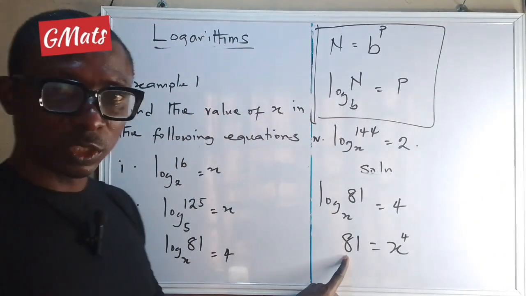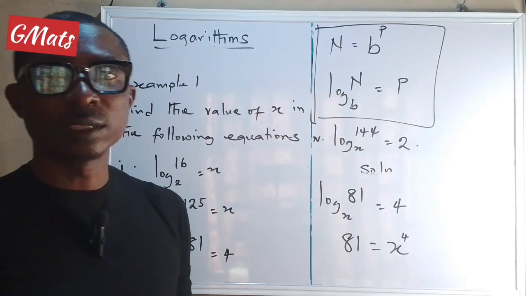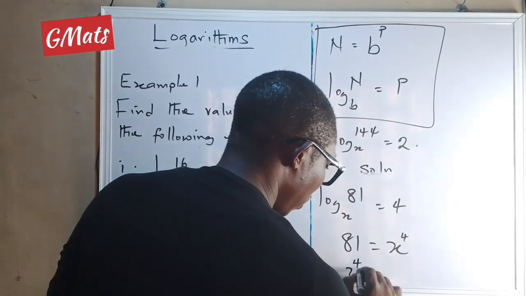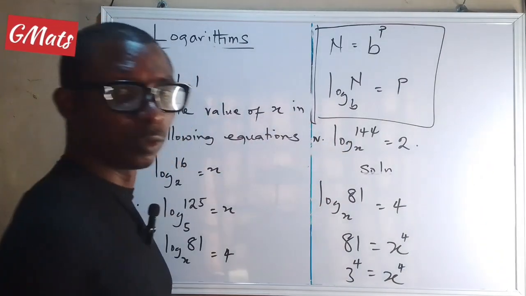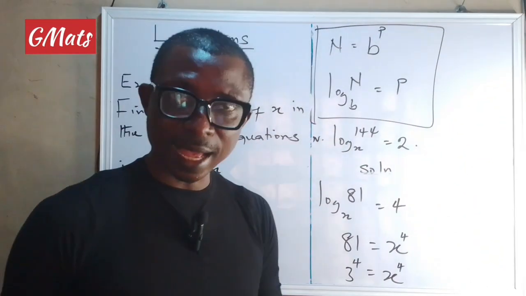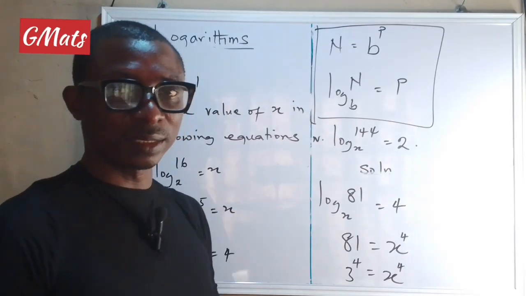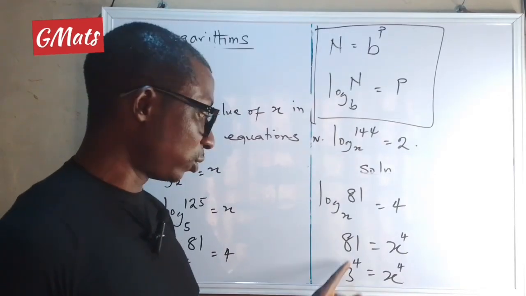And the next thing is to express this in index form. So what is 81 in index form? That's going to be 3 raised to the power of 4. 3 raised to the power of 4 equals x raised to the power of 4. You know, when you say 3 times 3, that is 9. 9 times 3, that is 27. And 27 times 3, that's 81. So you have multiplied 3 four times, to have this.